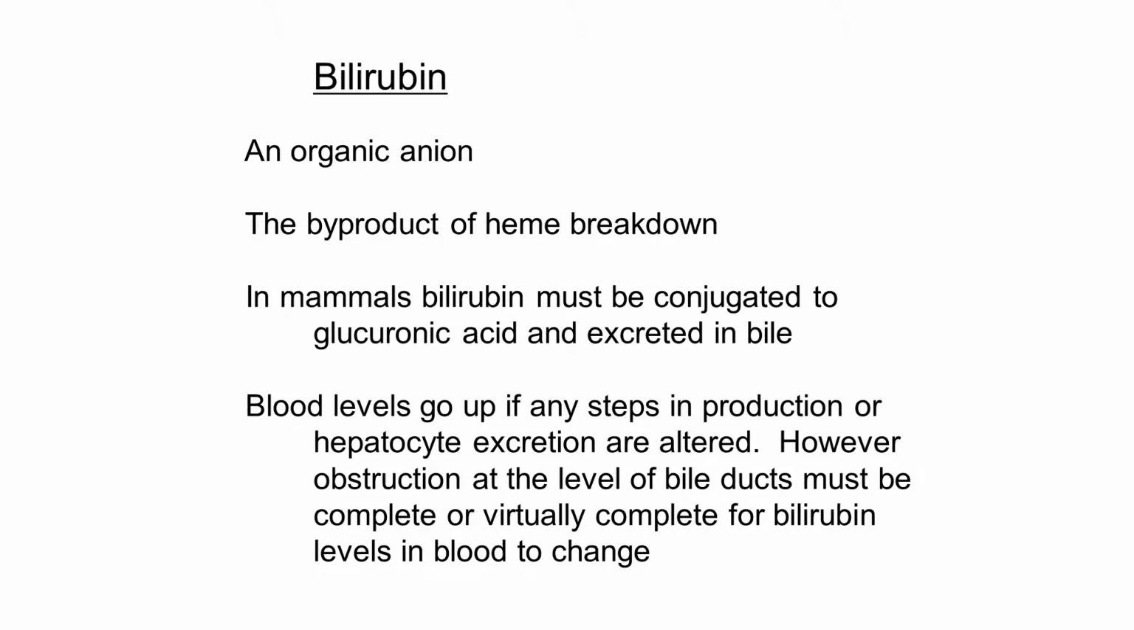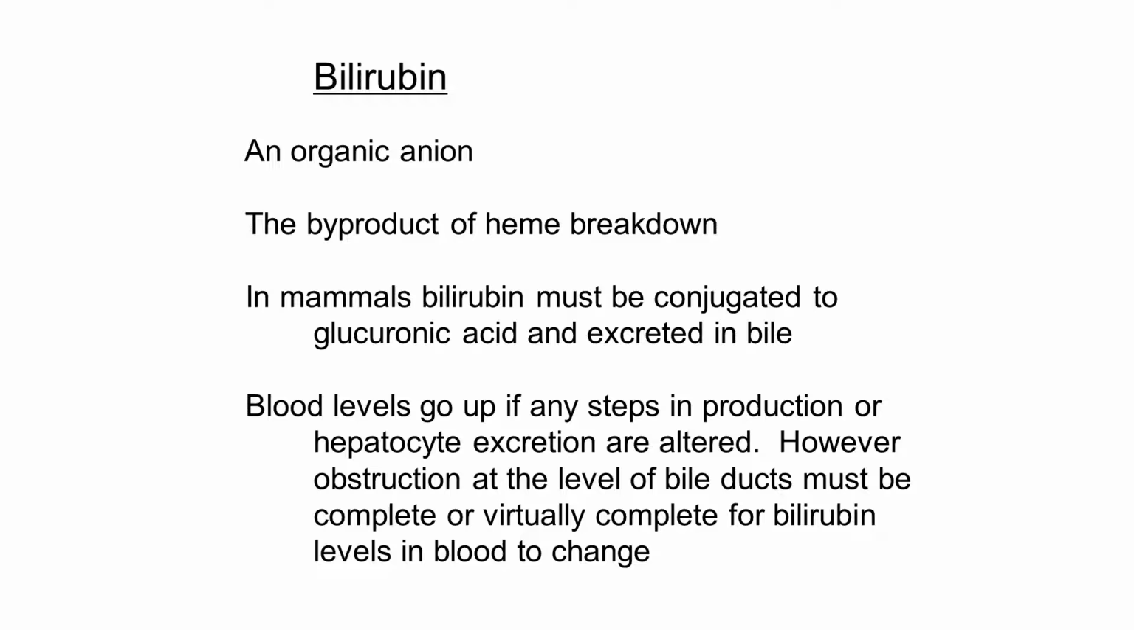Another reminder is that your bilirubin, based on our biochemistry discussion, is an organic anion, and as mentioned earlier, it's actually a byproduct of the breakdown of your old red blood cells, particularly the breakdown of your hemoglobin moiety. So in animals, particularly mammals, bilirubin must be conjugated to glucuronic acid in the liver and excreted in the bile. No? So blood levels will go up if any steps in the production or hepatocyte excretion are altered.